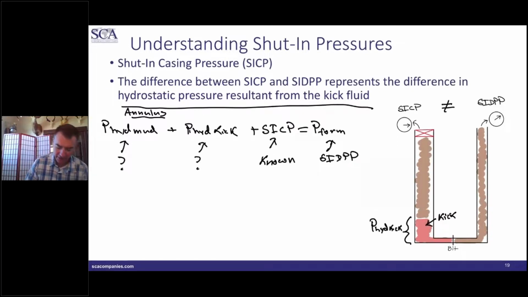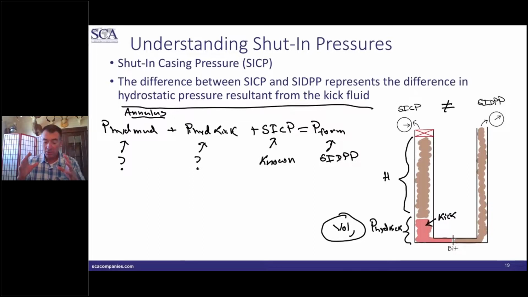And I will actually say, we know the hydrostatic pressure of our mud because we know the density of the mud, and we should actually know the height of the mud if we know the volume of the kick. And we should know the volume of the kick by the amount of extra mud we have in our pits. So if we were drilling along and we had 1,000 barrels of mud in our pits, when we took a kick, now we have 1,050 barrels of mud. Where did the mud come from? It's because we took a 50-barrel kick that displaced 50 barrels of mud into our pits.